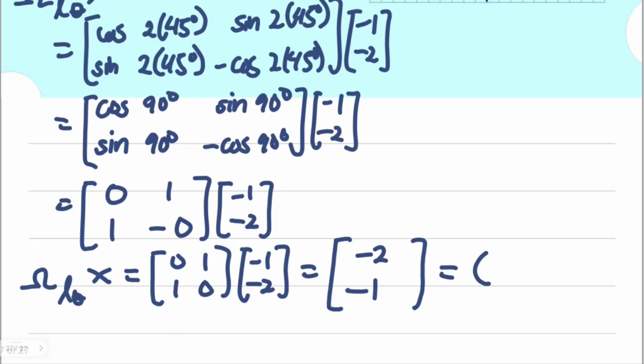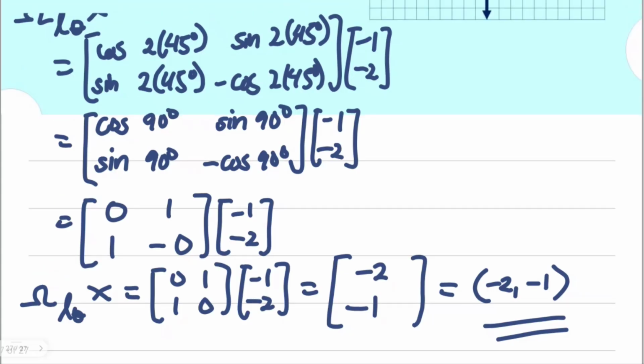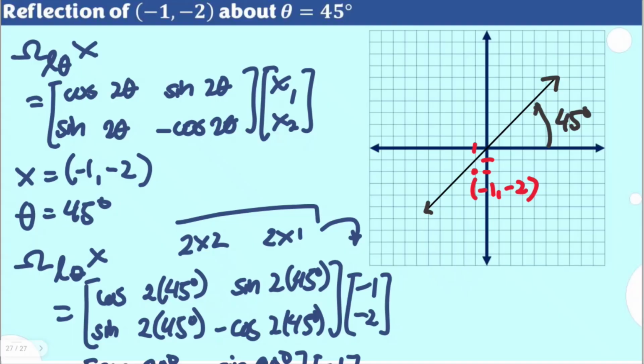This is the point -2 and -1. This should be the reflection of point x along the line representing 45 degrees. Plotting that on our Cartesian plane, -2 is here, -1 is there. This is the point. Let me change the color. Blue. Obviously, along the line representing 45 degrees in a unit circle, we have here that reflection.